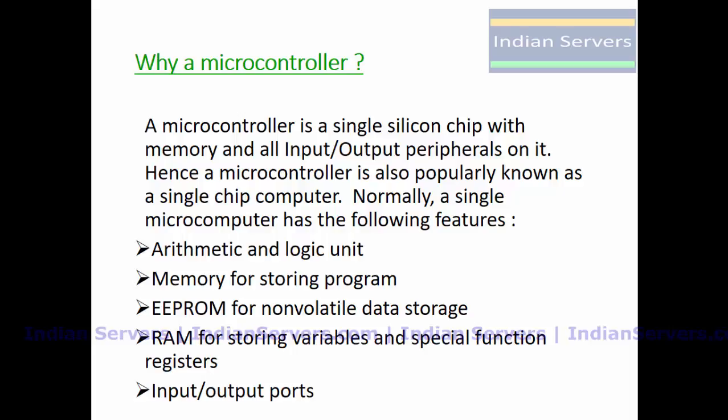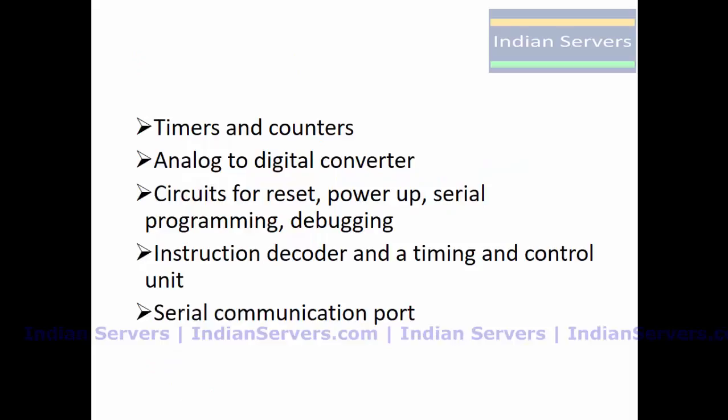A microcontroller contains a CPU, memories like RAM and ROM, and input output ports where we can connect our motor, LEDs, etc. It also has timers and counters, which can generate specific time delays, and an analog to digital converter. An analog to digital converter is a converter that converts analog data into digital. So why do we require an analog to digital converter in a microcontroller?